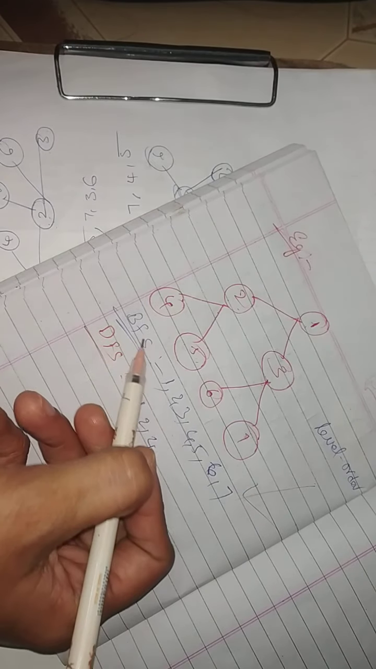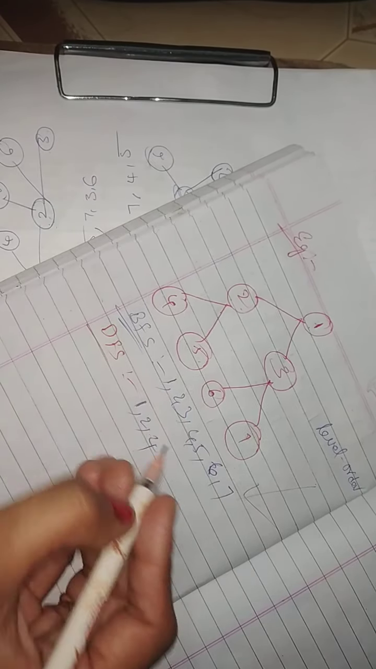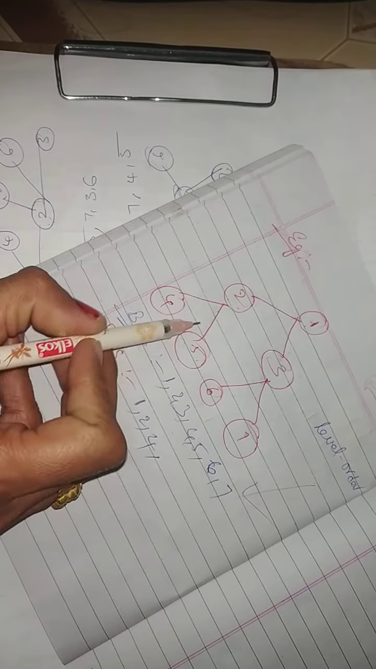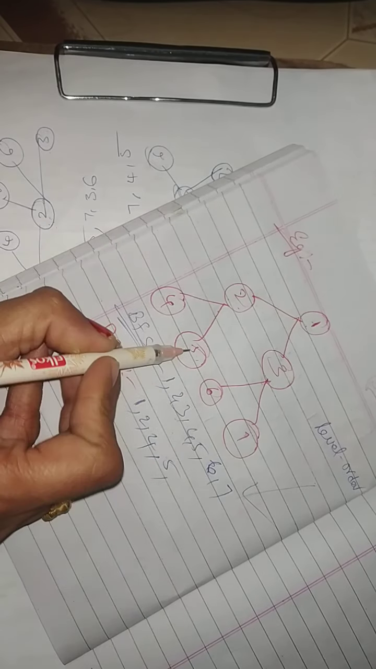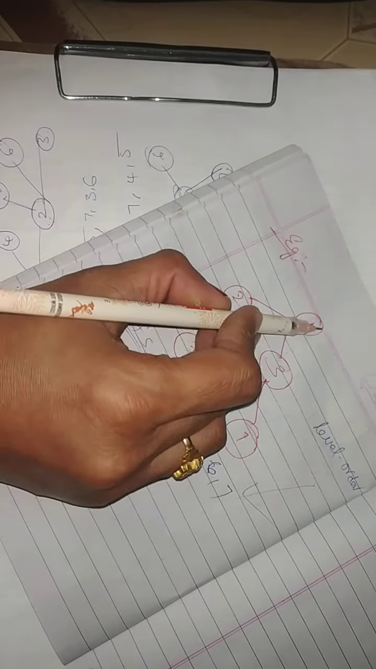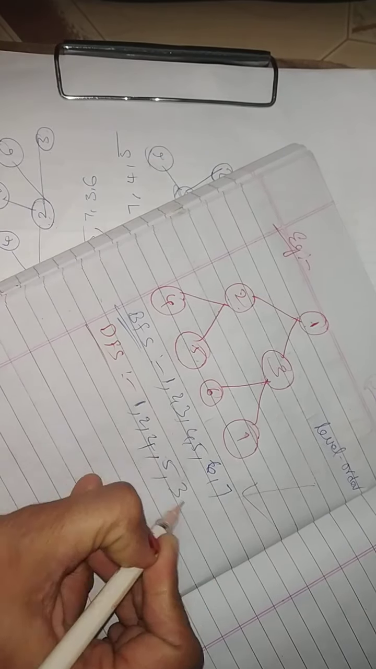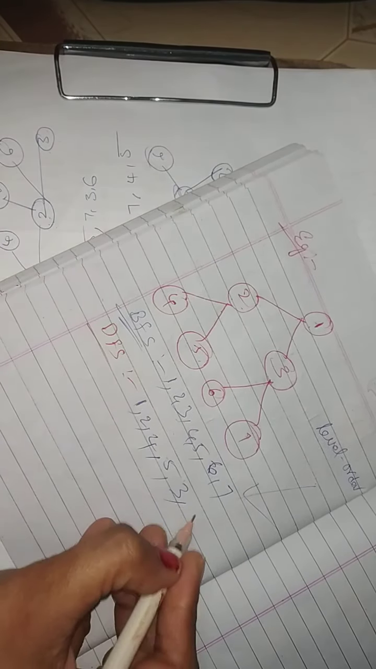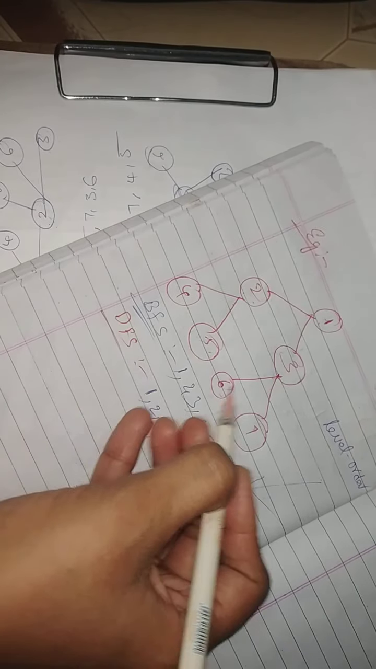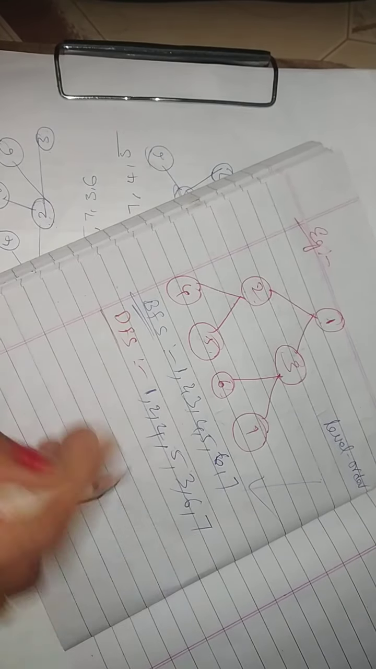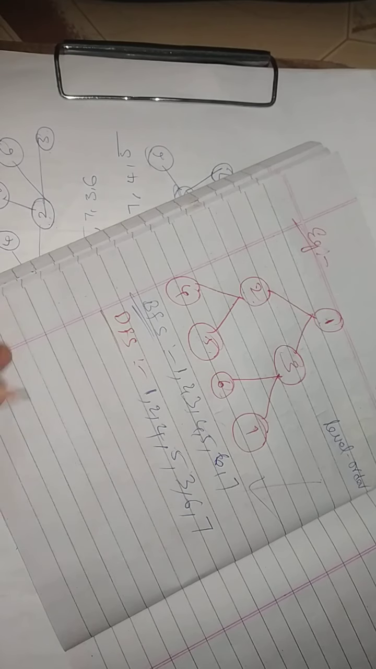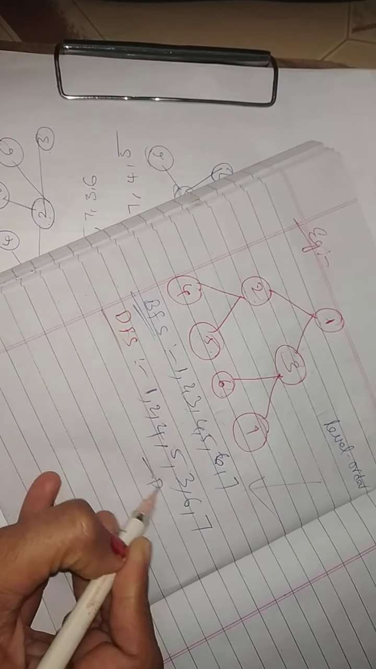No other exploring vertices, go back. So after that, any other vertex exploration, 5. Go back, 2. Go back, 1. It explores 3. And next, 6. Any other? No. So go back. Next, 7. Like this, in DFS, we see. It's like pre-order.